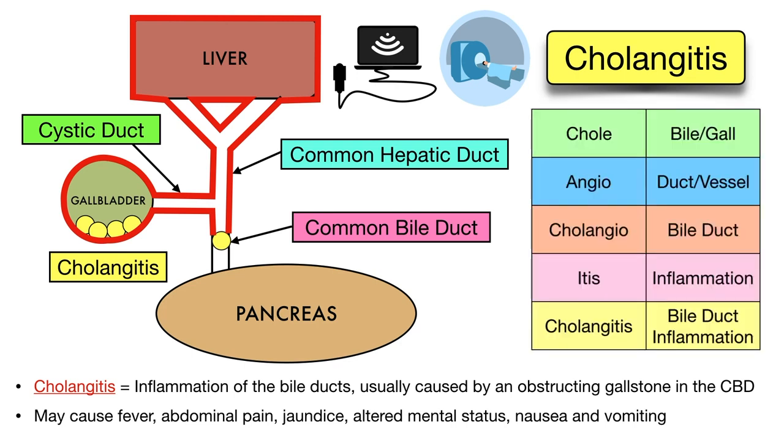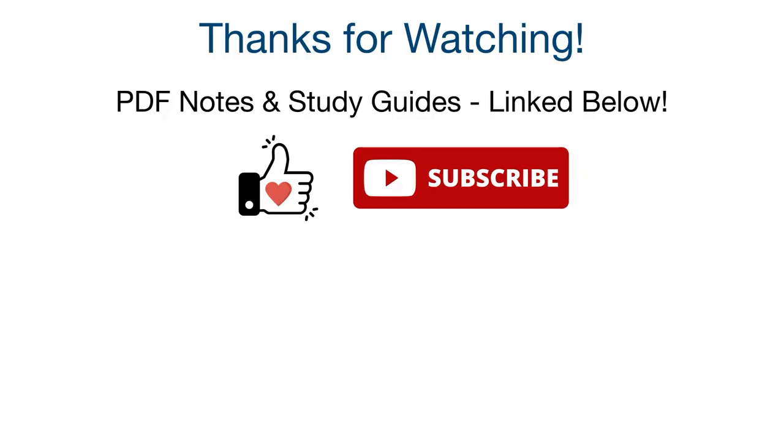So to recap, chole means bile or gall, and angio means duct or vessel. So cholangio refers to bile duct. Itis means inflammation, so cholangitis is inflammation of the bile ducts. Hopefully this helped clarify the different types of gallbladder and biliary diseases.